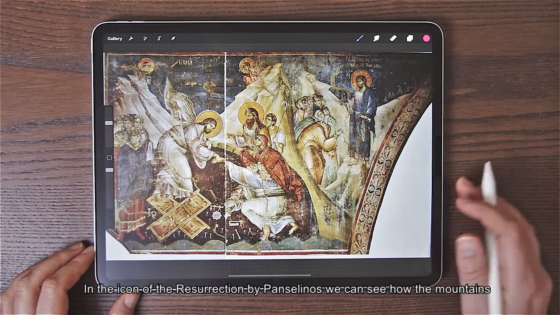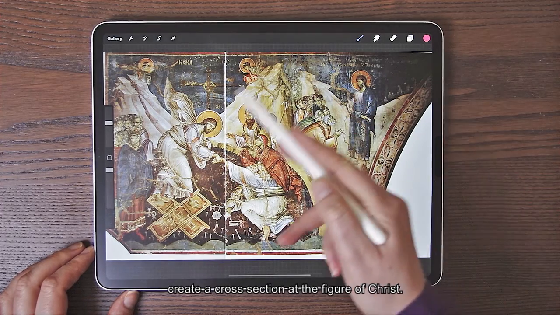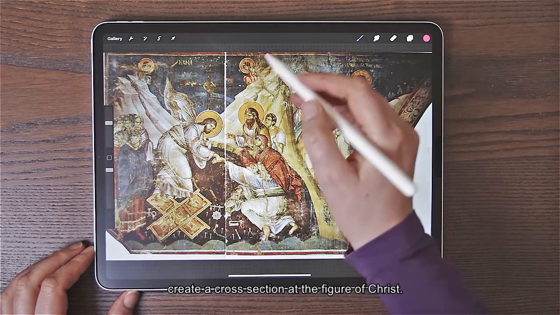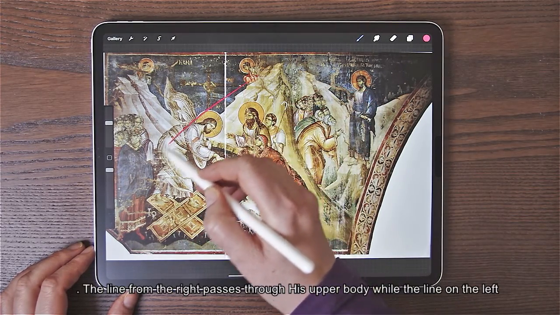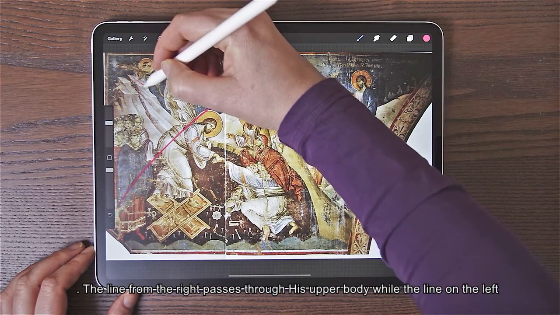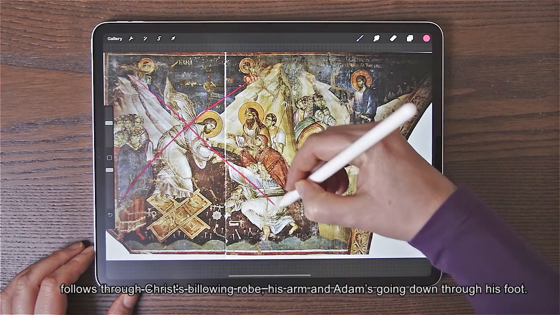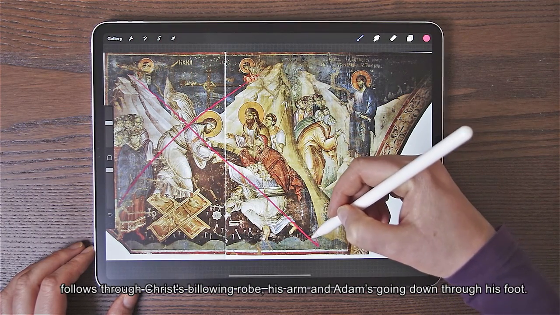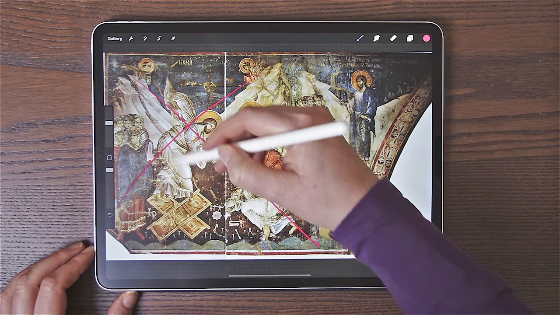In the icon of the Resurrection by Panselinus, we can see how the mountains create a cross-section at the figure of Christ. The line from the right passes through his upper body, while the line on the left follows through Christ's billowing robe, his arm, and Adam's, going down through his foot.